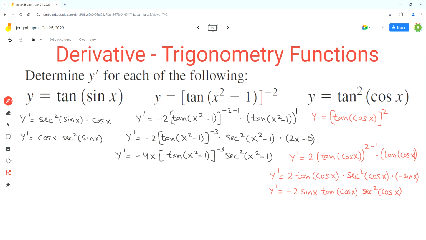So these are the steps you have to keep in mind to find the derivative of tricky trigonometry functions with tan ratio. So I hope you'll find this video useful.